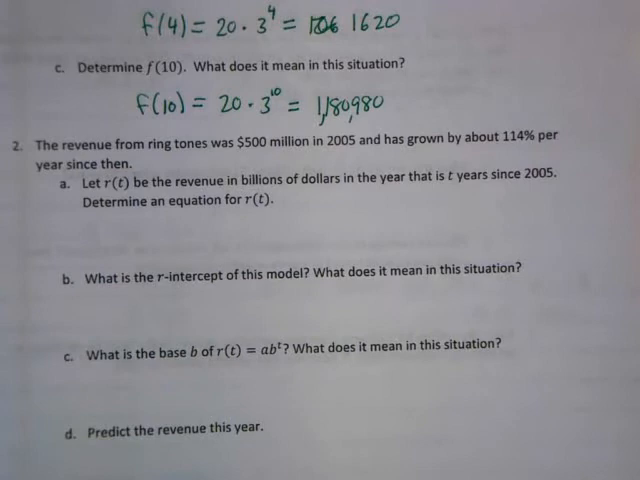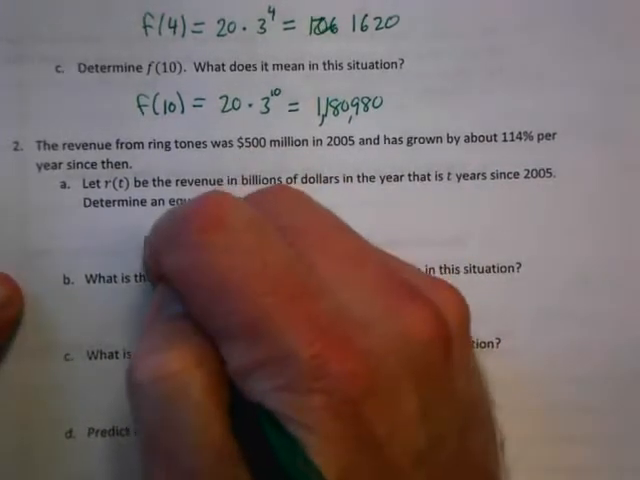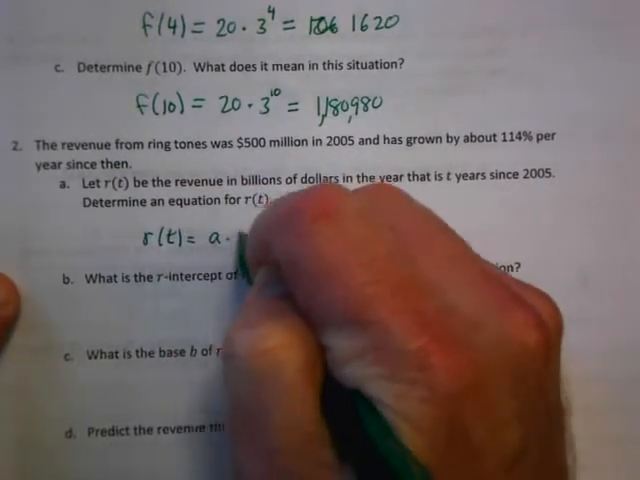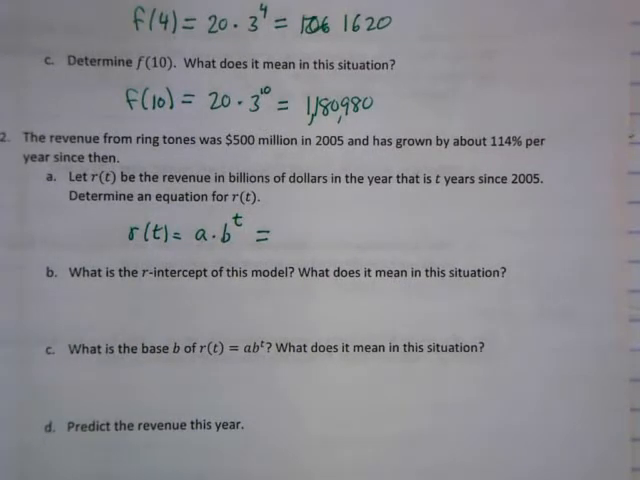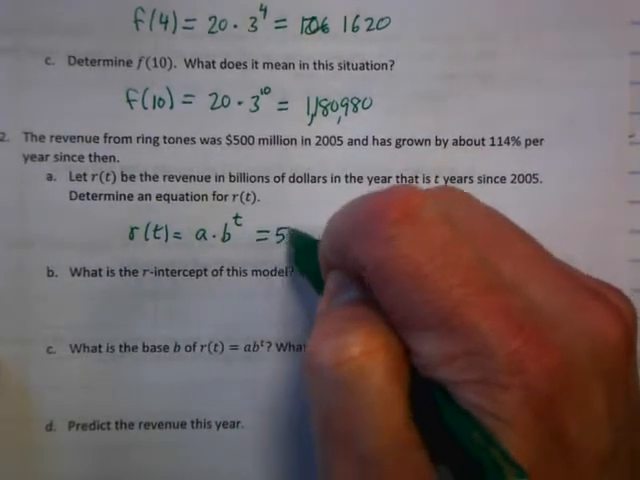The revenue from ringtones was 500 million in 2005 and has grown by about 114% per year since then. Let R(t) be the revenue in billions of dollars, that is t years since 2005. Find an equation for R(t). All right, so R(t) is going to be a times b to the t. Once again, the a number should be pretty easy. What's the a number? 500 million. I'm just going to write it as 500, and we'll leave everything in millions.